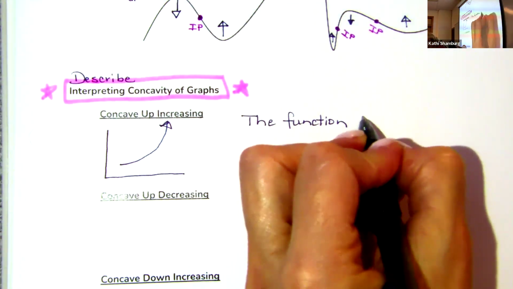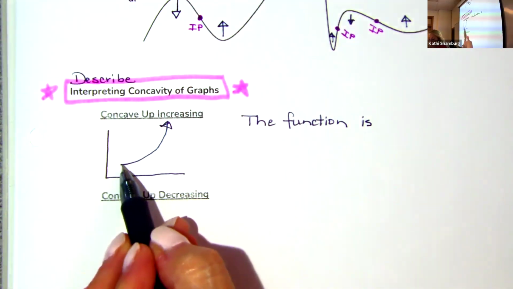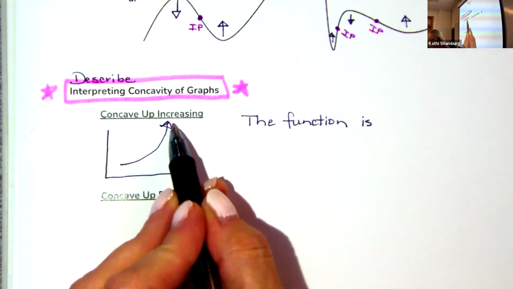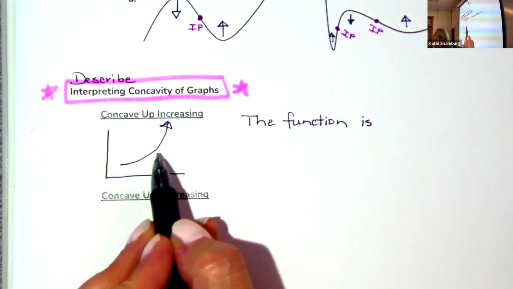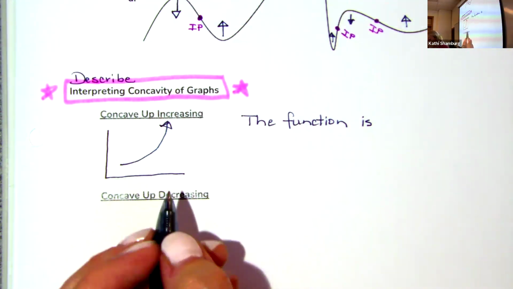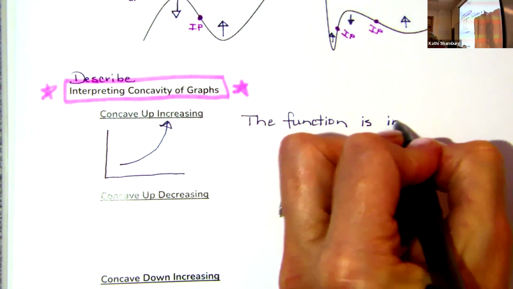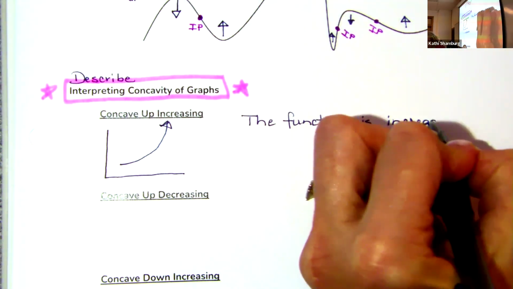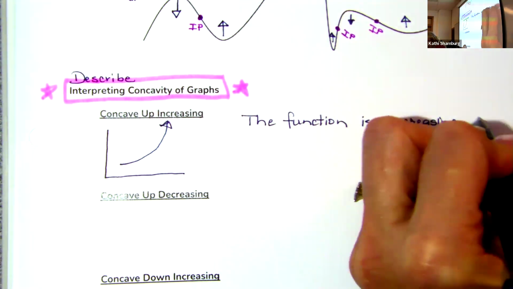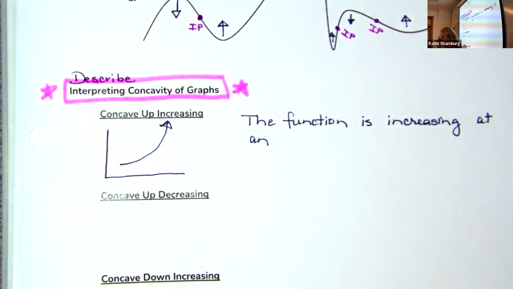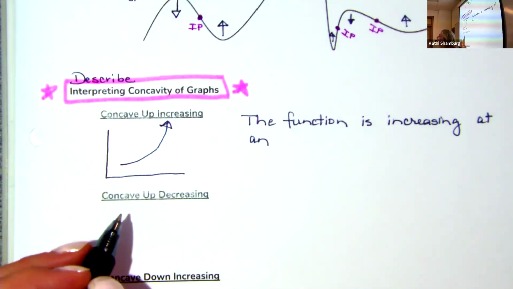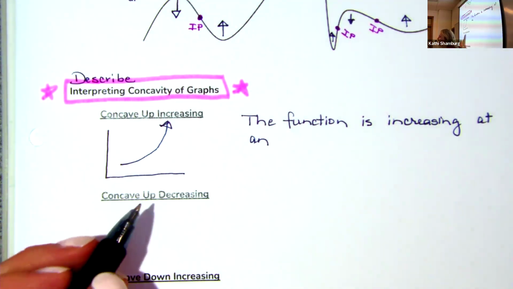So the function is, okay, with this from left to right going up, we know that, so to speak, I'll say the money is doing what? Increasing. So I'm going to say the function is increasing at, and then this is what the curvature tells me. It's increasing at a particular rate.